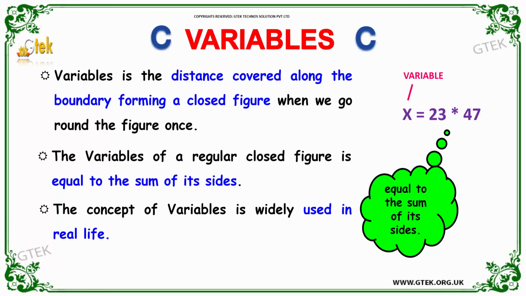If we move to the next one, the perimeter is the distance covered along the boundary forming a closed figure when we go round the figure once. The perimeter of a regular closed figure is equal to the sum of its sides. The concept of perimeter is widely used in real life.